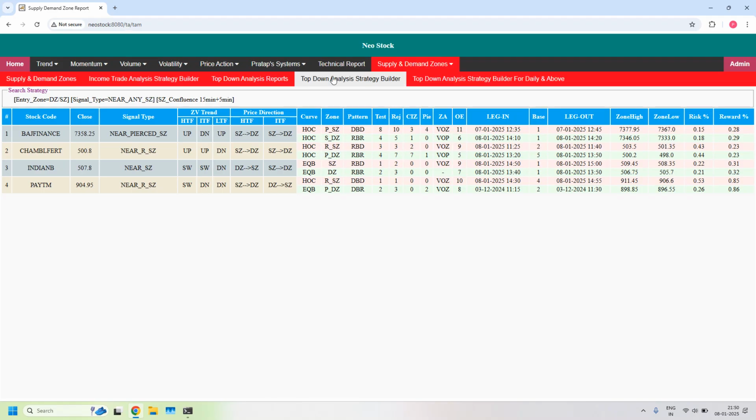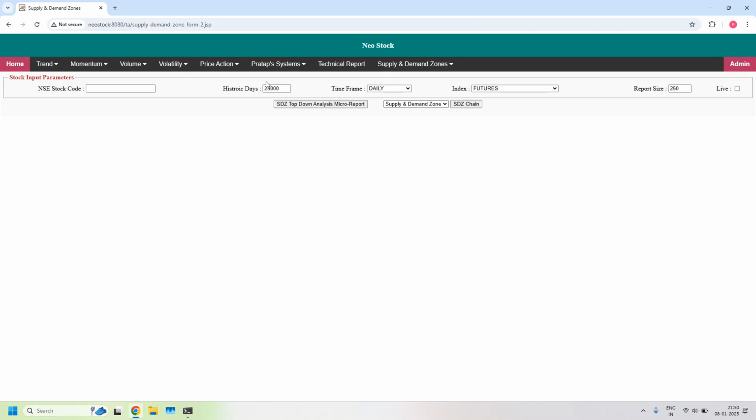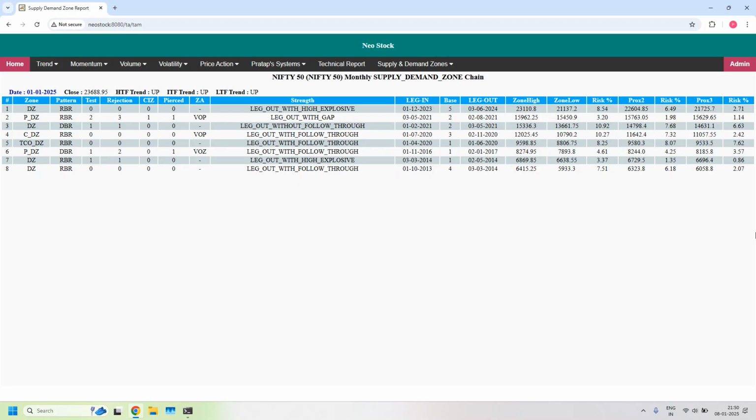Next, we will generate NIFTY and BANKNIFTY supply demand zone chain. Let me start with NIFTY. Generating monthly supply demand zone chain for NIFTY. So this is NIFTY monthly supply demand zone chain. Always look into the zone column to find the high liquidity zones. Look into the pierced column to find the pierced zones. Always look into the LTF trend to find the trend of the current time frame you have selected. So apply these rules for the remaining reports.